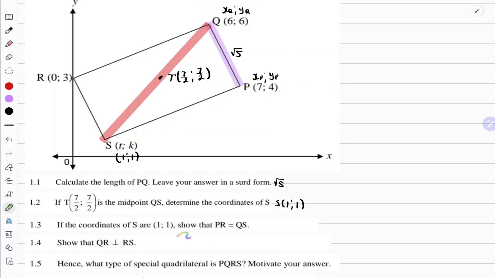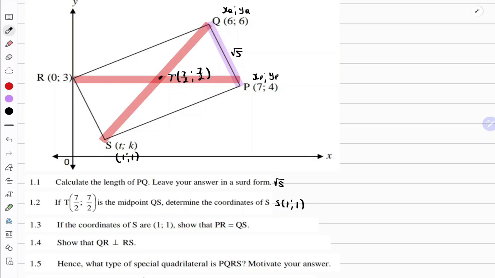Next question says if the coordinates of S are 1 and 1, show that PR is equals to QS. So what is this PR and what is this QS on our diagram? QS we've seen is the diagonal for the given quadrilateral, and RP is the other diagonal. So we need to show that the length of SQ and the length of RP are equal.